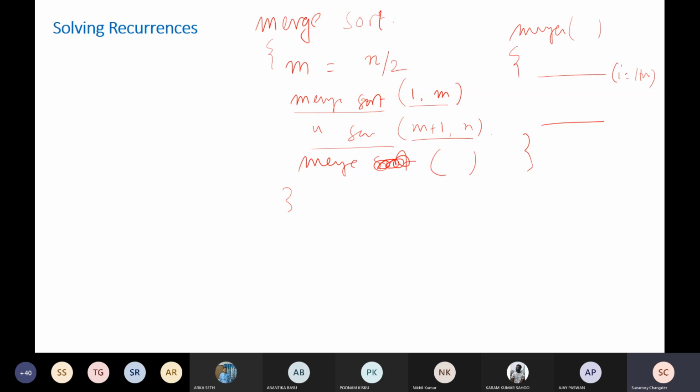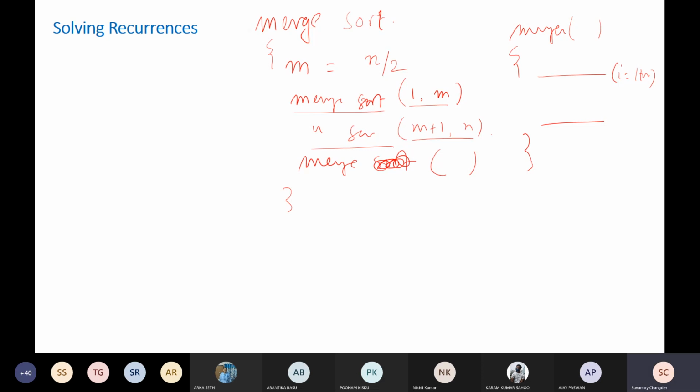First, we have to find the equation that defines the time complexity of the merge sort algorithm. After that, we will go for solving these recurrences. So we need some recurrence relationship, or recurrence relations, or we can say recurrence equations, or simply recurrences.